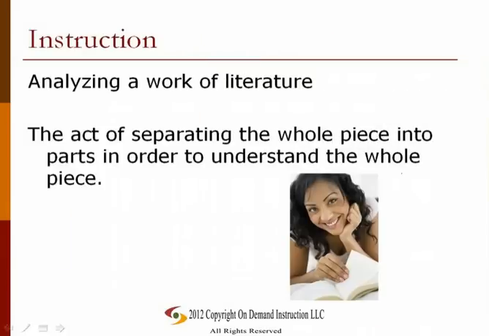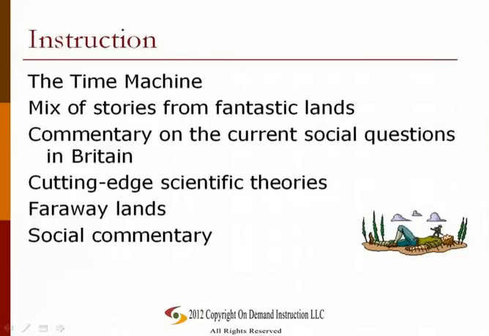How do you analyze a work of literature? Analyzing is the act of separating the whole piece into parts in order to understand the whole piece. Any analysis of a literary work requires that the reader understands the intention of the work and how the theme is revealed. How does an author draw on and transform source material?